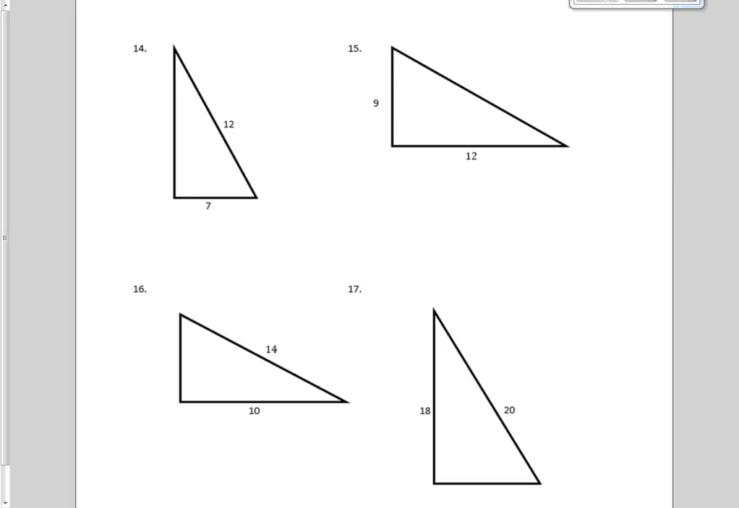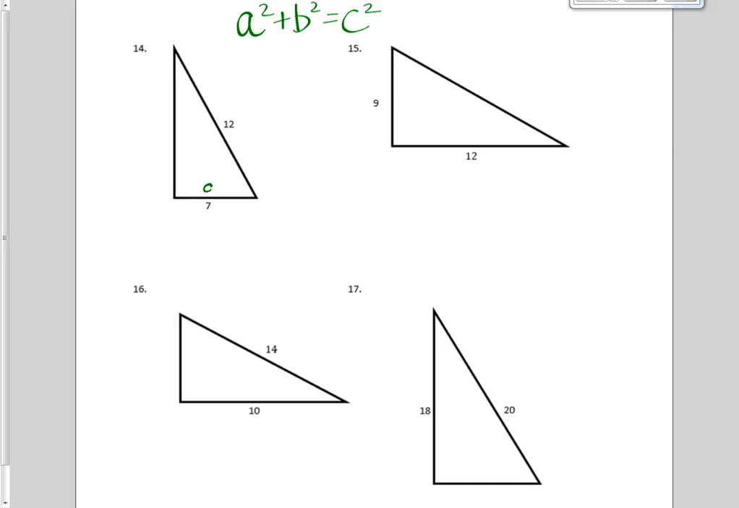Over here, notice on all of these, I'm given two sides. See? Two sides, two sides, two sides. What that tells me is that all of these are Pythagorean Theorem problems. All the 30, 60, 90s, they only gave us one side. And so on all of these, I've got two, and I'm trying to figure out the other.